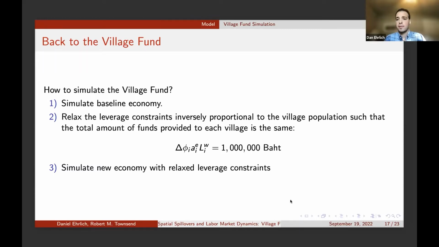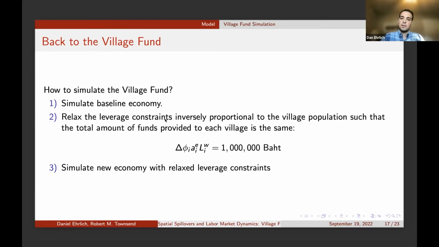Yes, so sorry about that. I ended up going a little fast. The idea here is that the village banks in each village lent out essentially the entirety of the amount of 1 million baht. In actuality, almost the entire 1 million baht was lent out pretty much instantaneously, within a year and a half. So we're going to model this as leverage constraints relaxing just enough such that all 1 million baht is lent out in each village.